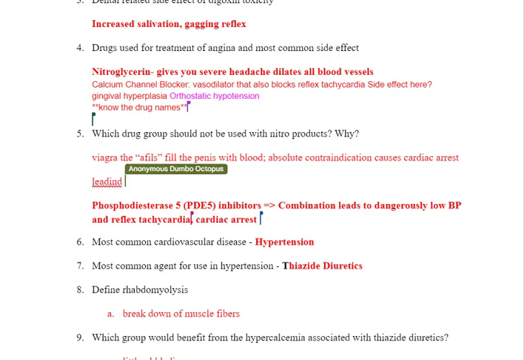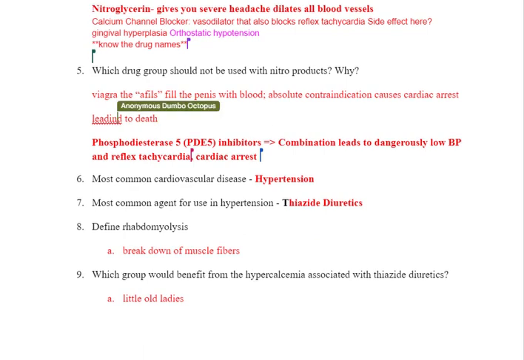All right, most common cardiovascular disease, hypertension, most common agent, thiazide diuretics, specifically HCTZ, hydrochlorothiazide.